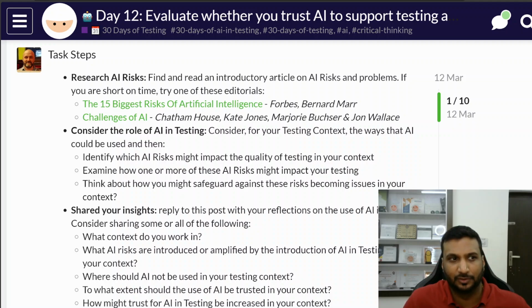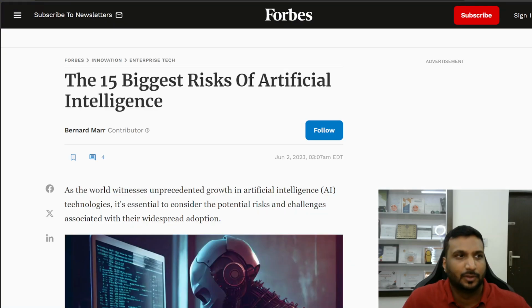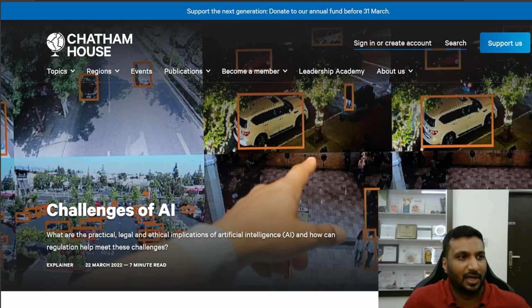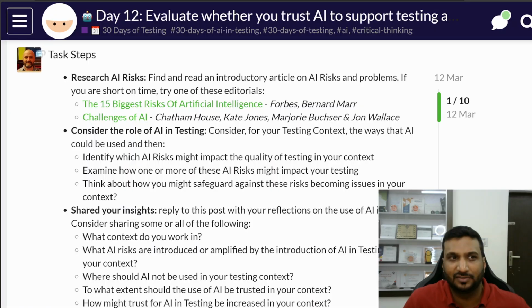I referred to these articles: one by Forbes, a pretty popular one, which Forbes had posted last year, and another one, the challenges of AI from Chatham House. These are long-standing challenges and risks that were mentioned in these articles, and then I evaluated the impact of those risks on testing and have some insights. So what I did was I created this mind map.